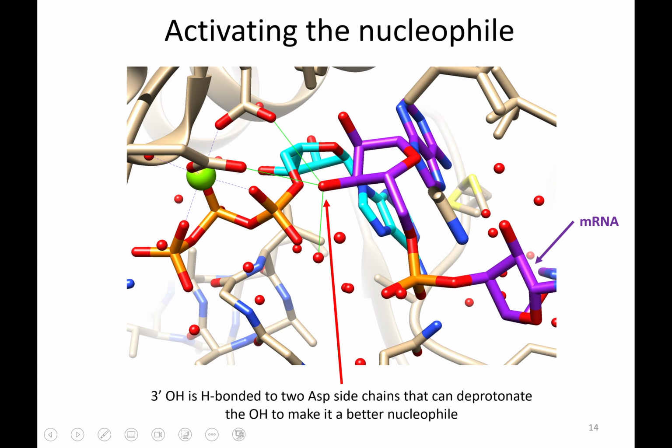All right, here's the more important one though. So here again, here's our alpha phosphorus. Up here, this is our ribose ring. So this right here is the 5' hydroxyl group, and this right here is the 3' hydroxyl that's the nucleophile for the reaction. So this is the RNA polymer that we're adding ATP onto. This is the 3' hydroxyl. This needs to be the nucleophile, right?